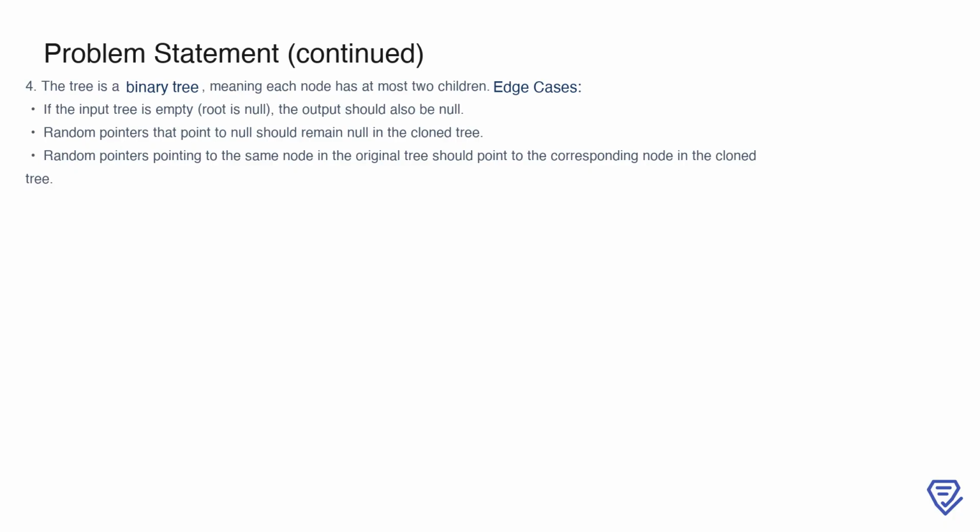Lastly, let's review the constraints and edge cases for this problem. The tree can have up to 1,000 nodes, and each node's value is unique and lies within the range of -10,000 to 10,000. The random pointers can point to any node in the tree, including null. For edge cases, if the input tree is empty, meaning the root is null, the output should also be null. Similarly, if a random pointer in the original tree points to null, the corresponding random pointer in the clone tree should also point to null. Additionally, if multiple random pointers in the original tree point to the same node, the corresponding random pointers in the clone tree should all point to the clone of that node.